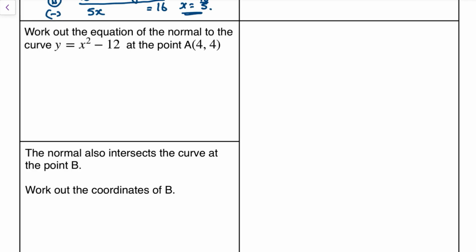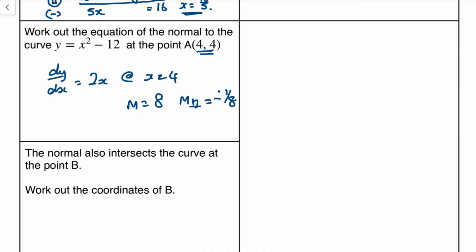Work out the equation of the normal to the curve at the point 4, 4. So first thing, differentiate to find the tangent. So dy/dx is 2x, and that's it. So at x equals 4, m is equal to 8, 2 times 4, which means the perpendicular, or the normal gradient, is minus 1 over 8.